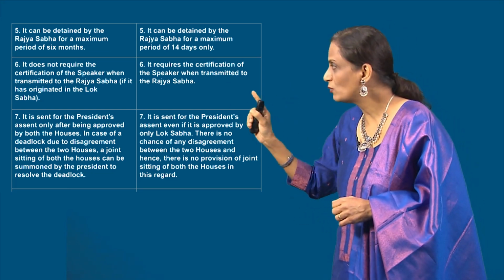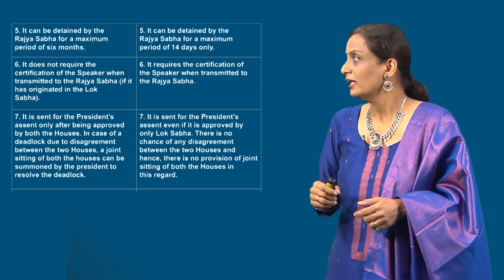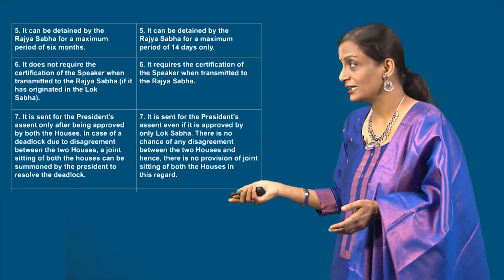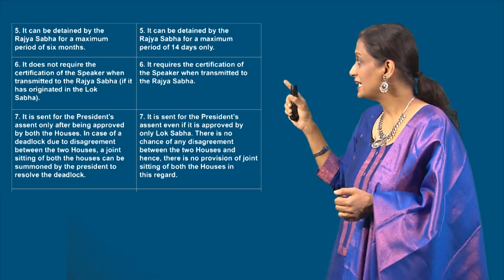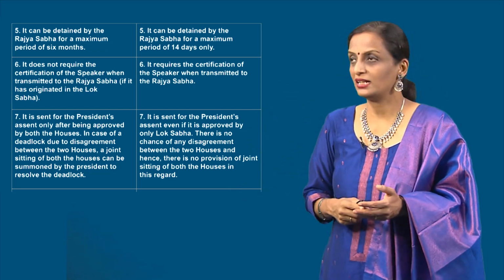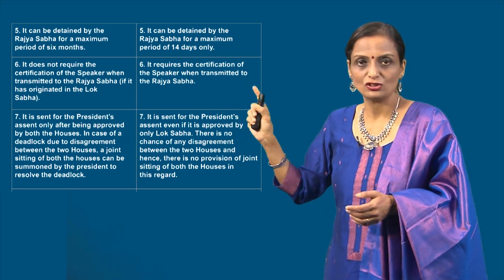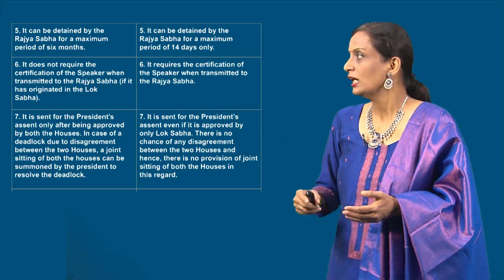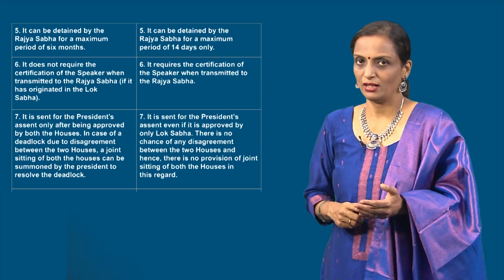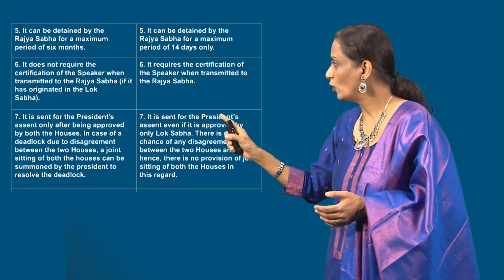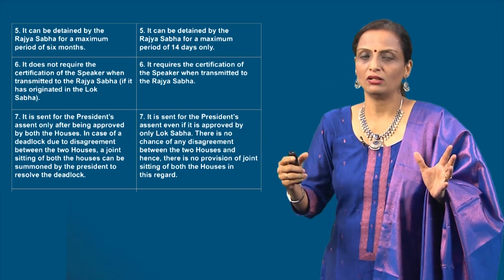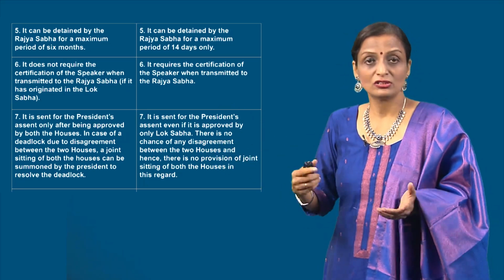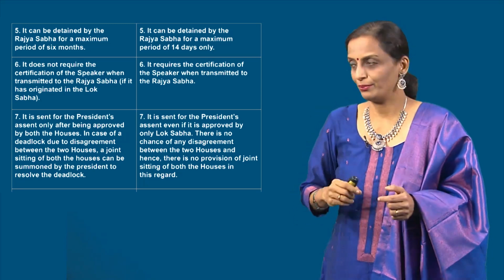An ordinary bill does not require the certification of the Speaker when it is transmitted to the Rajya Sabha after originating in the Lok Sabha, whereas a money bill requires a certification of the Speaker when it has to be transmitted to the Rajya Sabha. And also, an ordinary bill is sent for the President's assent only after being approved by both the houses. In case of a deadlock due to disagreement, both the houses will have a joint session so that it can be resolved, and it will be summoned only by the President.